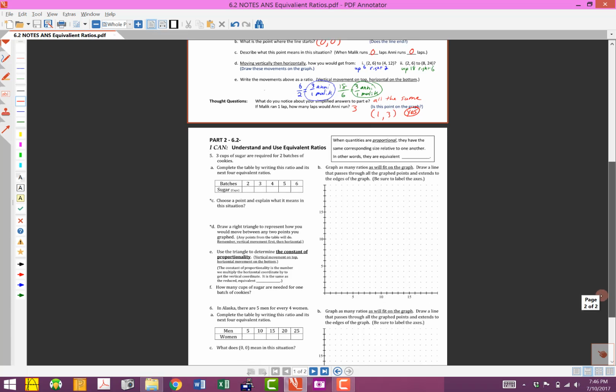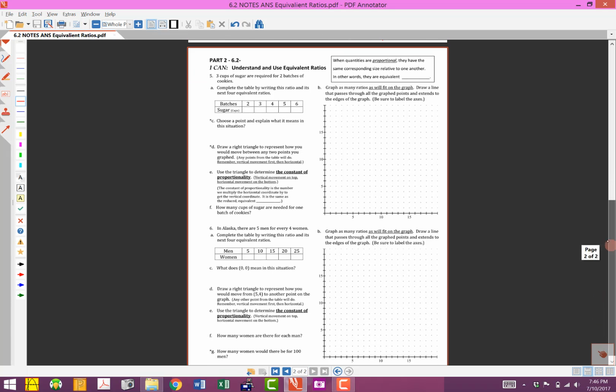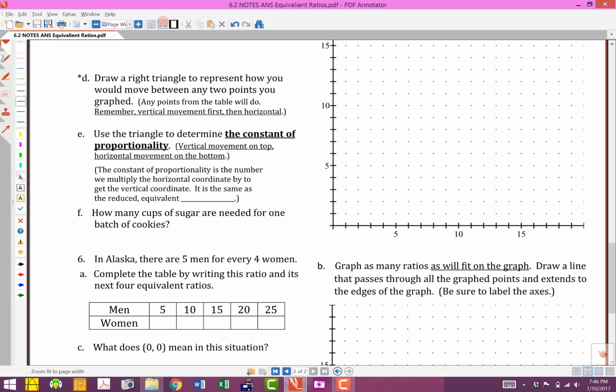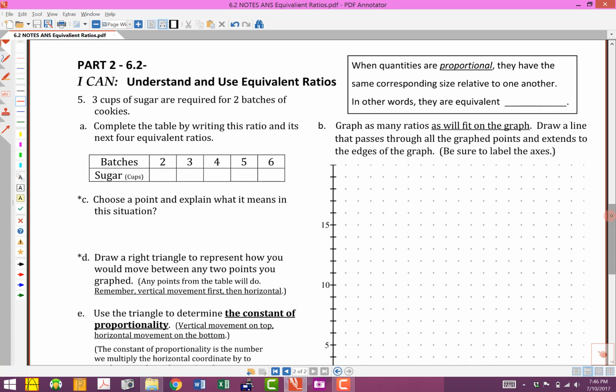Very similar. We're going to throw in some different words and some different types of instructions here. So as we go through and do this, see if you can catch the differences here. We're actually going to be doing a couple of problems from your assignment. So if you'll follow along with this, you'll actually be in really good shape to work on today's assignment. So again, the I can statement for this section is I can understand and use equivalent ratios. So we're talking about those ratios that are equal to each other.